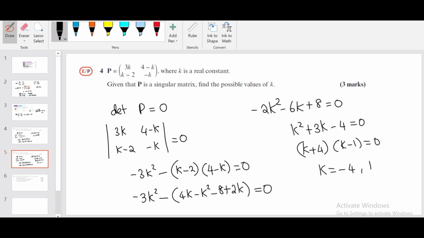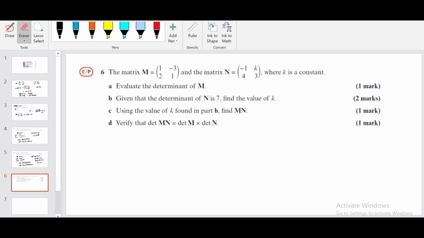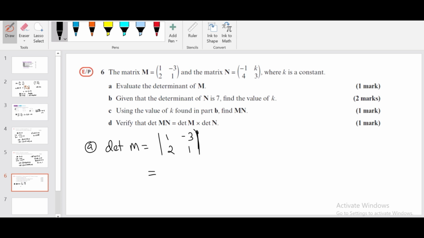Understand? Okay, one last question from this exercise. You have two matrices, m and n. Evaluate the determinant of m. That's part A. Determinant of m is equal to, you write them this way, leading diagonal minus 2 times 3 is minus 6, 1 plus 6 is 7, right? That's part A. Part B, the determinant value of n is given. Determinant value of n is equal to 7, find k.